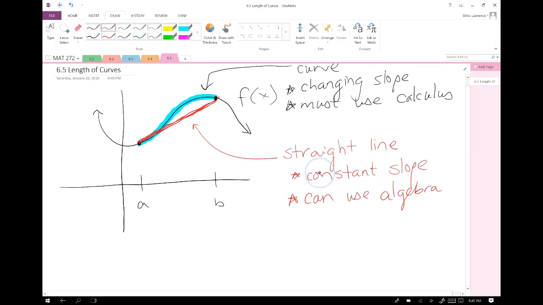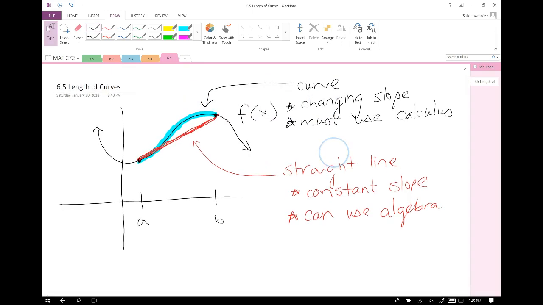So we're talking about these slopes changing, and that's why we have to use calculus. And you are going to see part of this formula is going to have slopes in it. And remember back to calculus 1, what we used to find slopes on a curve, tangent slopes, was derivative. So we will see derivative in this formula.